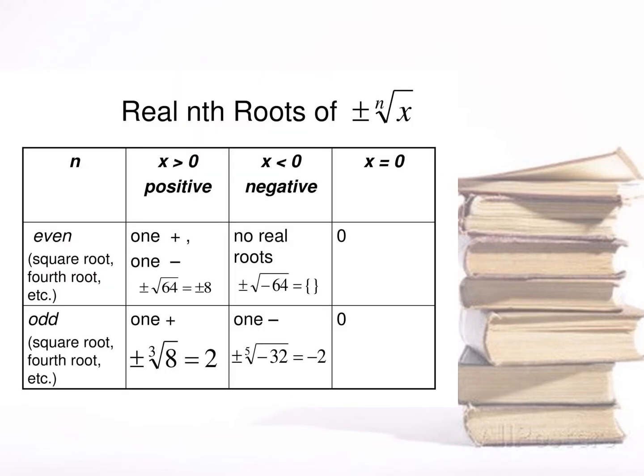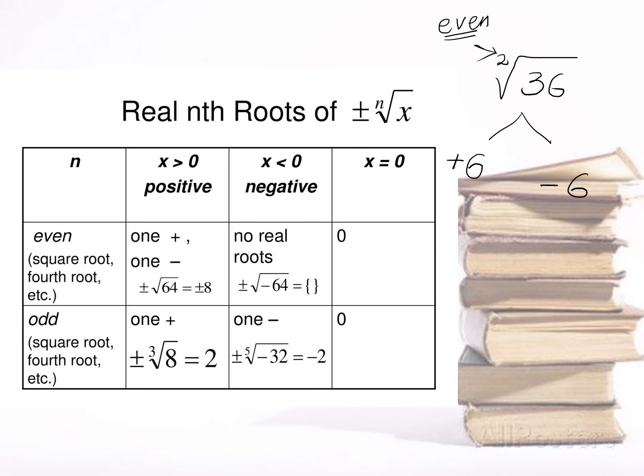Now another thing which is most important: if you have any positive number under the radical sign, for example 36, and there is no index, it means there is an even index, that is 2, because 2 is an even number. So if the index is 2, then you will have two roots. Why two roots? It will be a positive 6 and a negative 6.